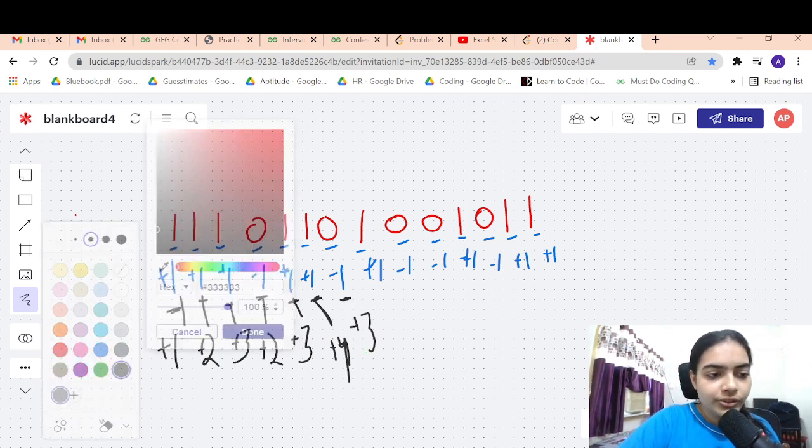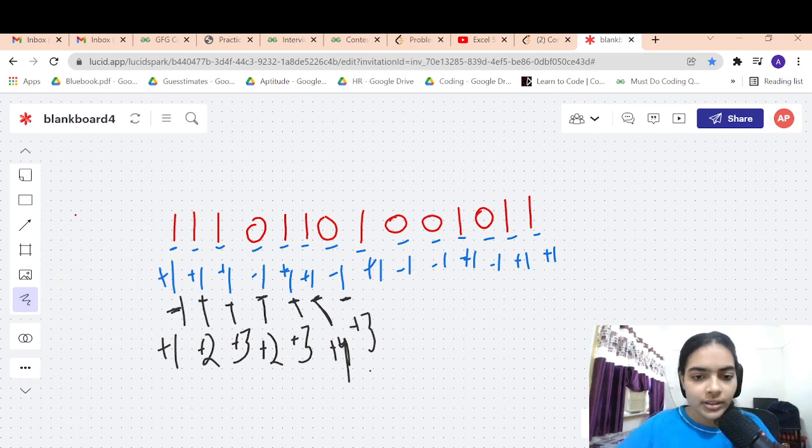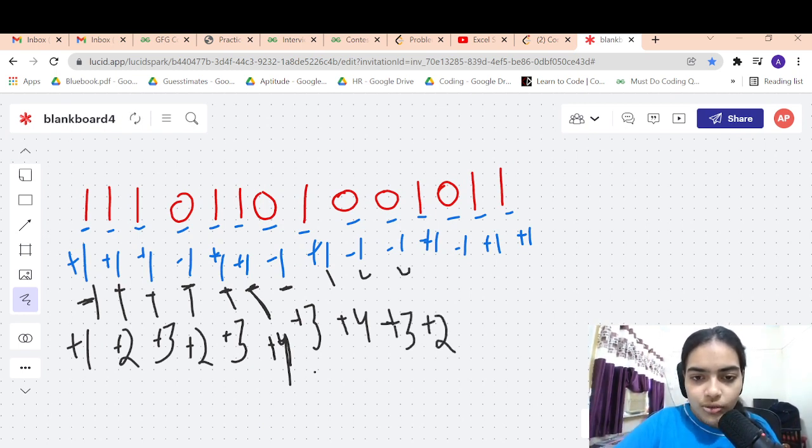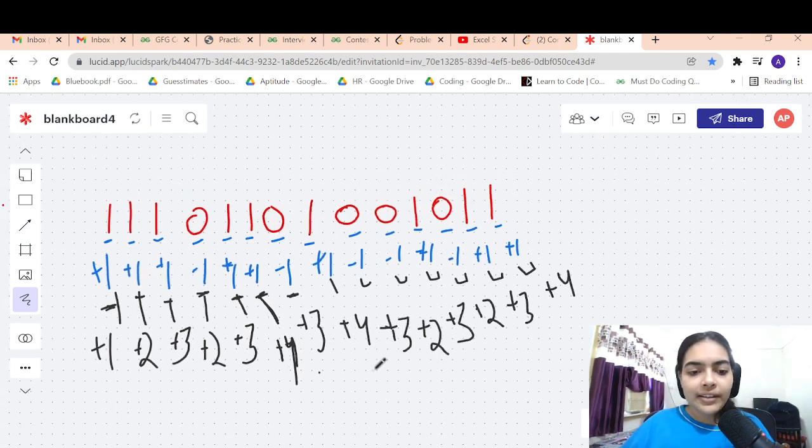Let's continue further. Plus 3 plus 1 is equal to plus 4, and then again we have plus 3. Then again we have plus 2, and plus 2 plus 1 is plus 3. 3 minus 1 is 2. 2 plus 1 is 3. 3 plus 1 is 4. This is our entire array.